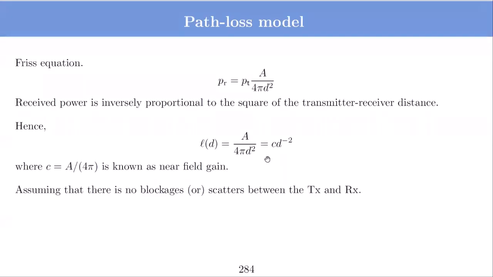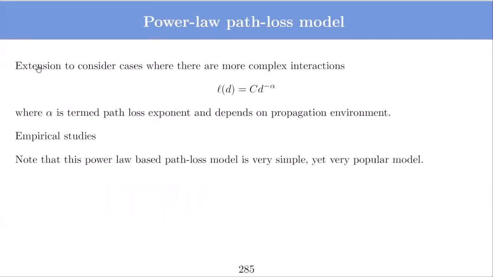Okay, and this C is normally known as the near field gain, and this 2 is known as the path loss exponent. Here we assume that there are no blockages or scatterers between the transmitter and the receiver. If there are scatterers and blockages in between, the signal power can further increase or decrease. So for extension to other cases, when there are far more complex interactions, the path loss is generally modeled as C into d to the power minus alpha. C again is the near field gain, and alpha is known as the path loss exponent. For free space, alpha is 2, and C, as we saw, is λ squared over 4 pi.